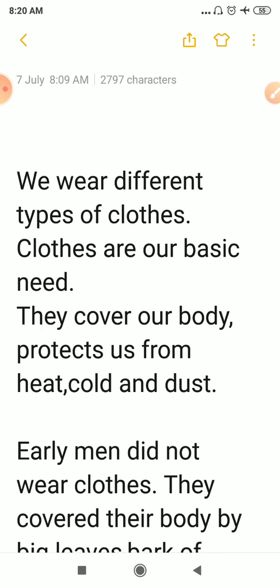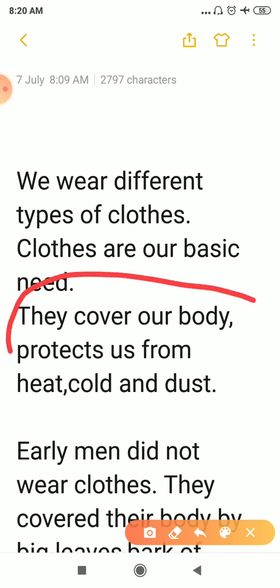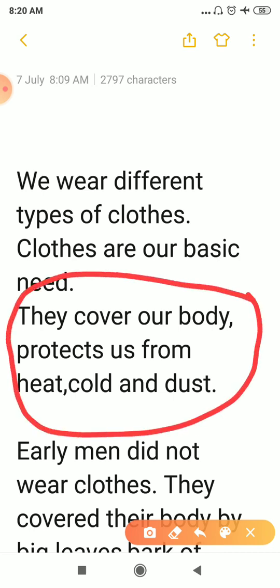We wear clothes because these clothes protect us from heat, protect us from cold, protect us from dust, protect us from rain.